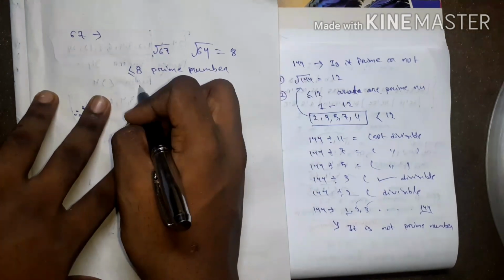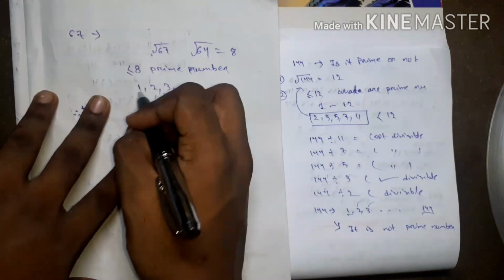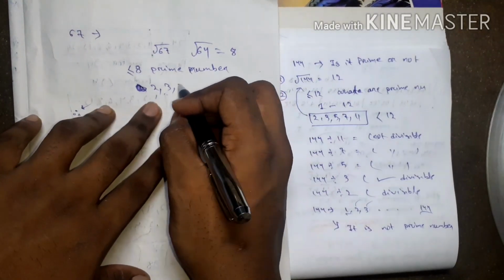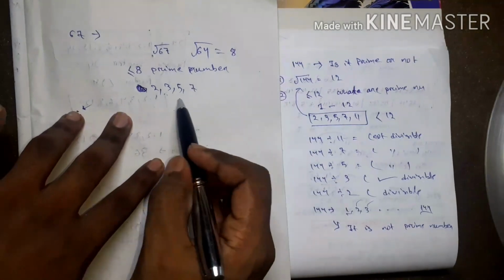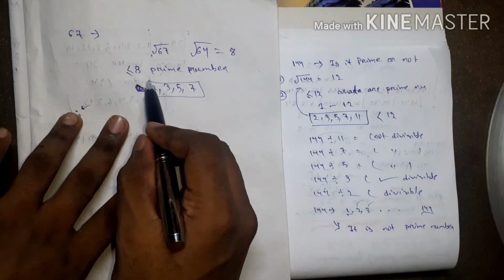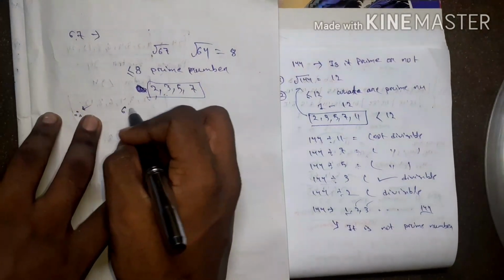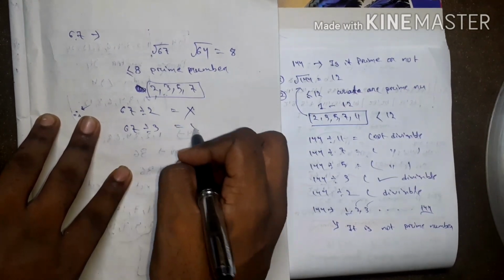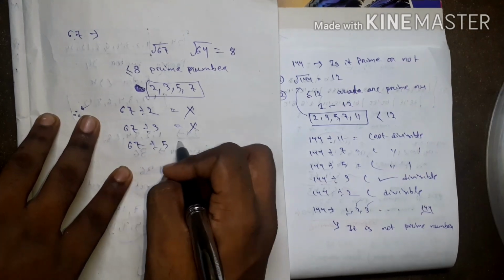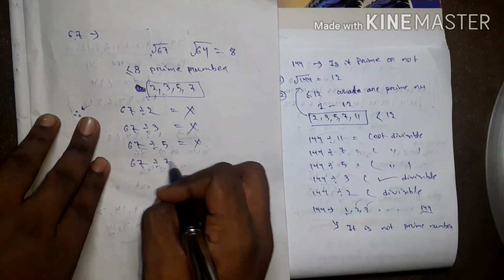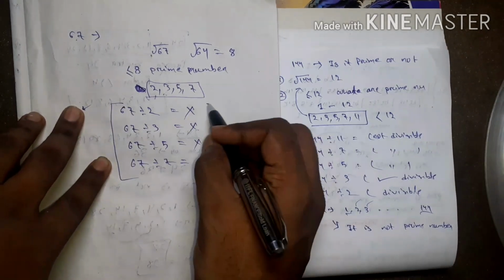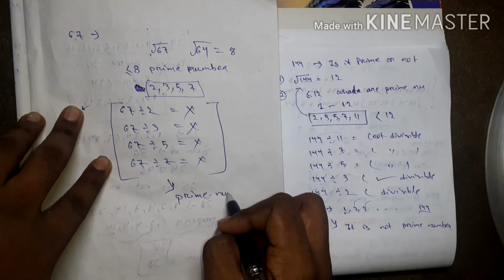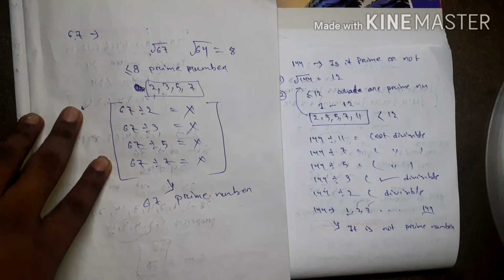What are they? 1, 2, 3. 1 is a special number. 2, 3, and then 5, 7. We have to divide 67 by all these numbers. 67 divided by 2, not divisible. 67 divided by 3, not divisible. 67 divided by 5, not divisible. 67 divided by 7, not divisible. These are not divisible by any prime number, so it is a prime number. Understand? 67 is a prime number.